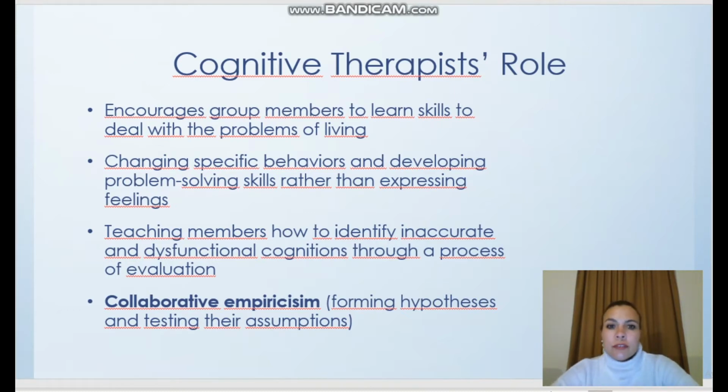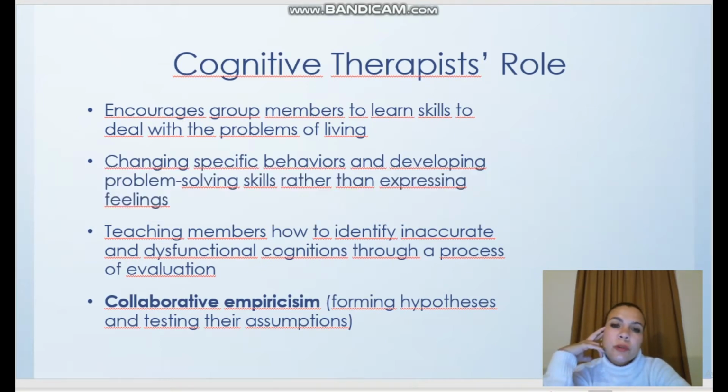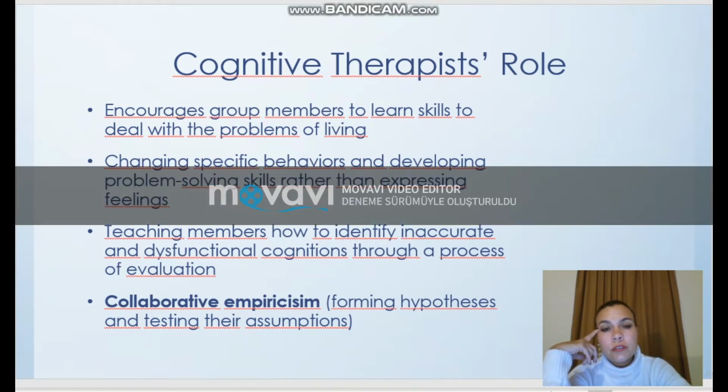And for the cognitive therapist's role, actually they need to encourage group members to learn skills to deal with the problems of living, but basically they are responsible for teaching members how to identify inaccurate and dysfunctional cognitions through a process of evaluation. And collaborative empiricism is very important in cognitive theory. This is forming hypotheses and testing their assumptions.